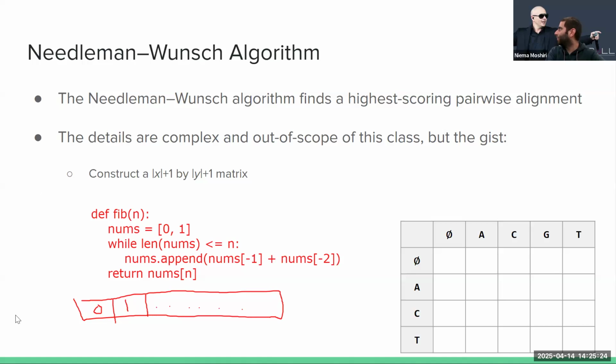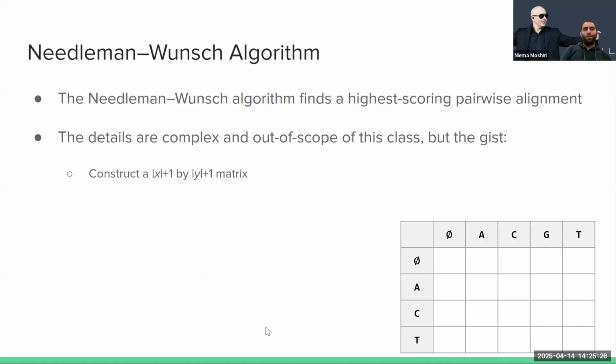But yeah, so for the Needleman-Wunsch algorithm, what we do is we create a length of one string plus one by length of the other string plus one matrix, where the first row and the first column are a null character. And then we put the entirety of sequence one as the rows, sequence two as the columns. Again, I'm never going to ask you to do this. So if you're worried about doing it on an exam, don't worry. I'm not going to ask you to fill out this matrix.